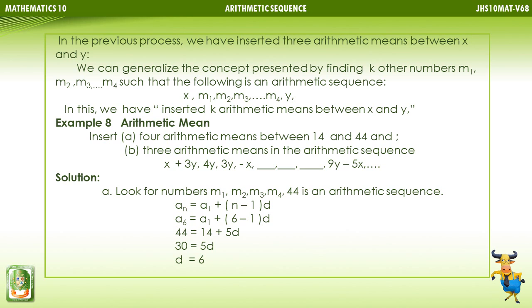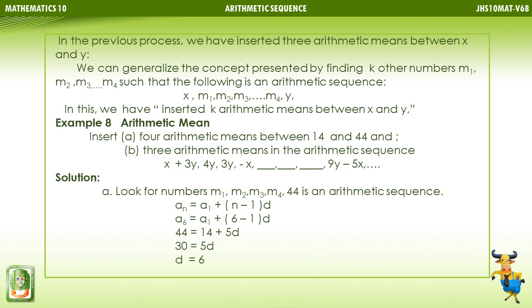Example 8. Arithmetic mean. Insert a. 4 arithmetic means between 14 and 44, and b. 3 arithmetic means in the arithmetic sequence x plus 3y, blank, blank, blank, 9y minus 5x. Solution. A. Look for numbers m sub 1, m sub 2, m sub 3, m sub 4, such that 14, m sub 1, m sub 2, m sub 3, m sub 4, 44 is an arithmetic sequence.